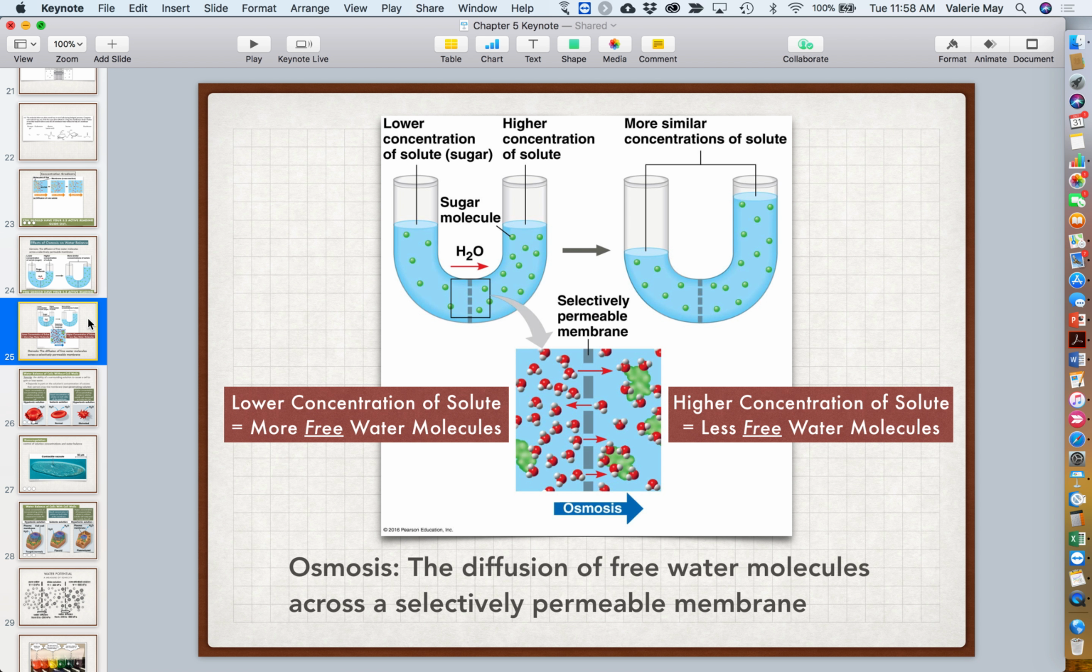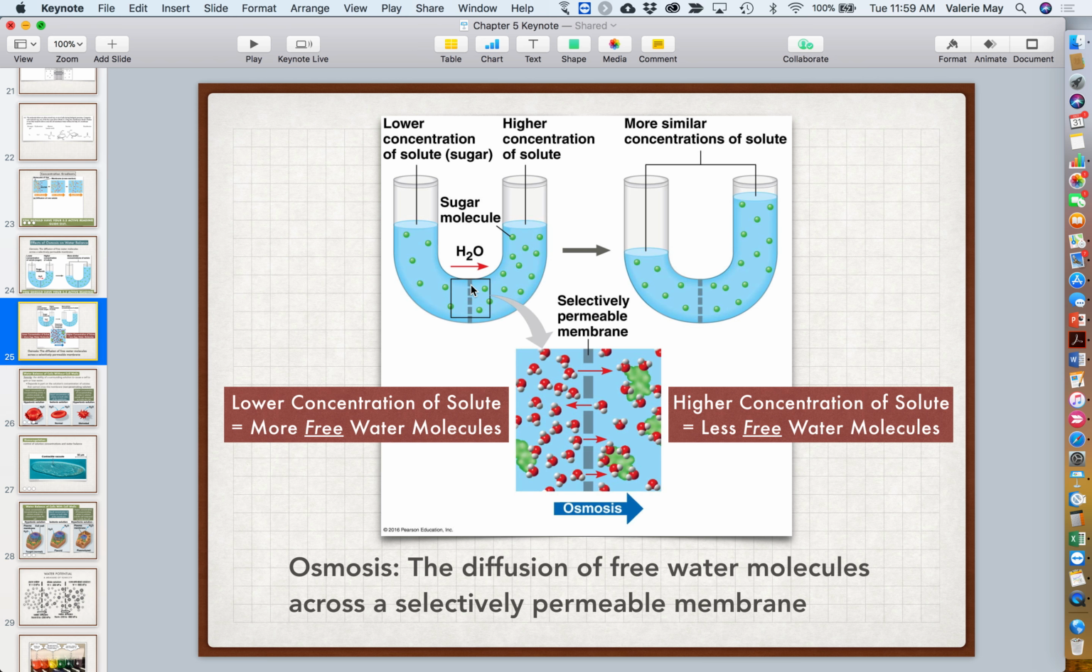So take a look at this diagram, which helps to explain why osmosis is occurring. Why, against the force of gravity, there is now more liquid on this side of the tube than on this side of the tube. And this would be actually a low energy state.